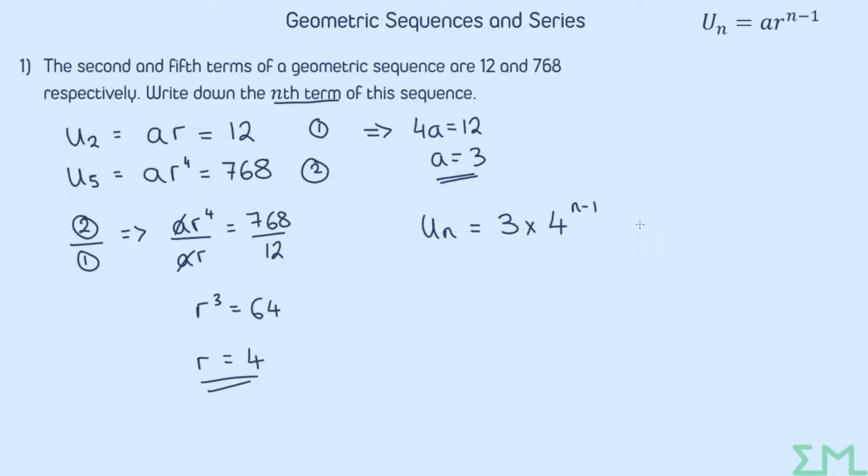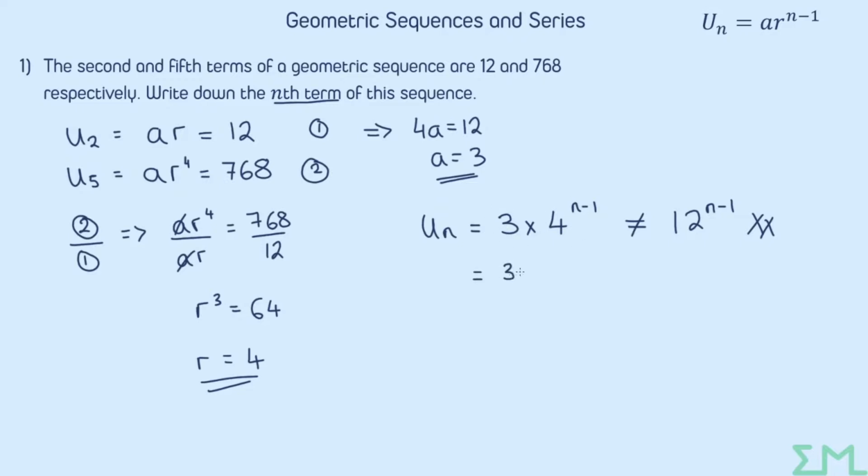So there's a very common simplification to this which isn't actually valid, and that's to go, okay, we've got 3 times 4 to the n minus 1, so that would be 12 to the n minus 1. Please do not do this. This is because the 3 is not raised to the power of n minus 1, therefore it cannot be collected together with the 4.